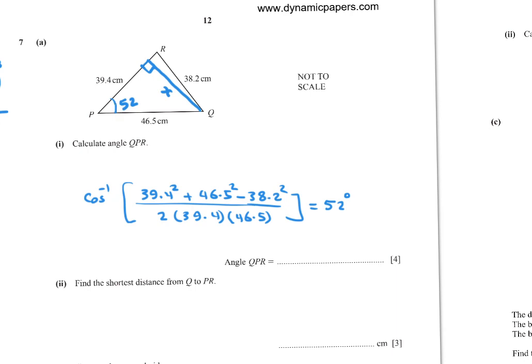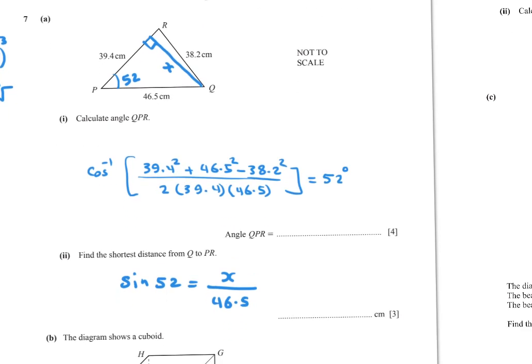So sine 52 equals x over 46.5. Now cross multiply to find x, so x equals 46.5 multiply sine 52. x equals 46.5 sine 52, 36.6 to 3 significant figures.